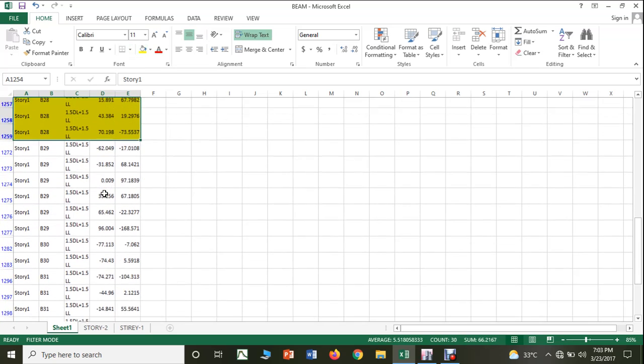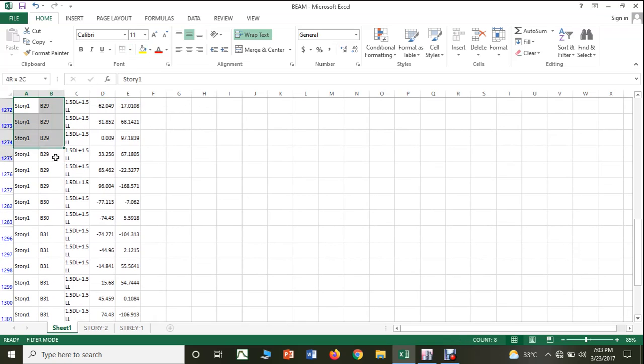Next you can have is beam 29. So the highest value of beam 29 will be this one, whereas the positive will be 97. Okay, yes, this is beam 29.